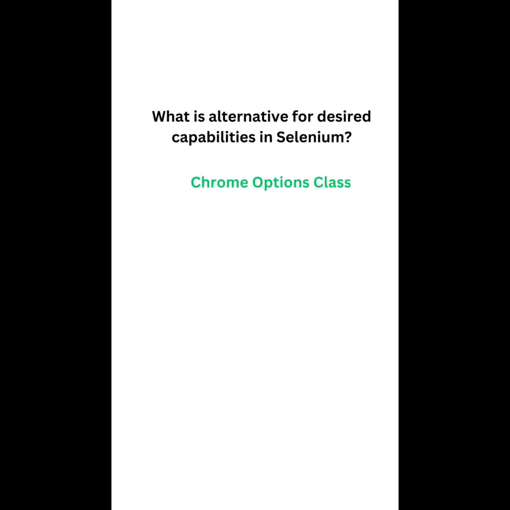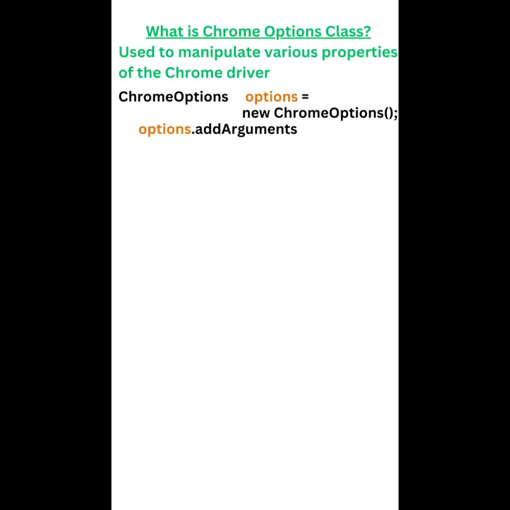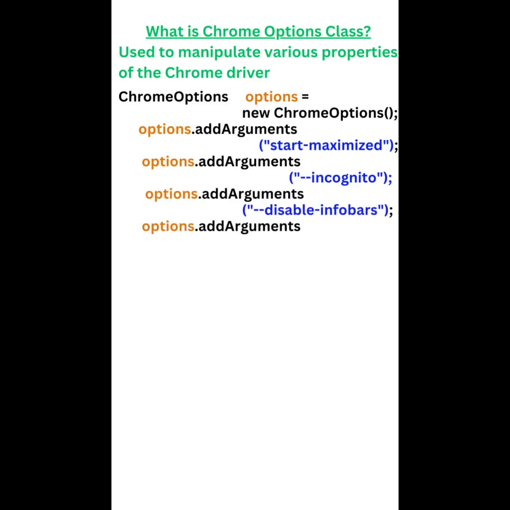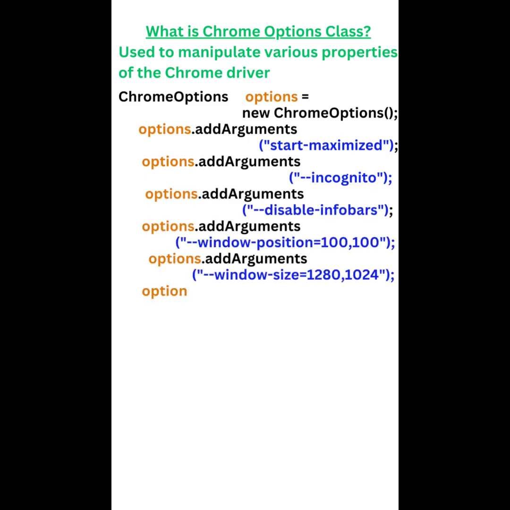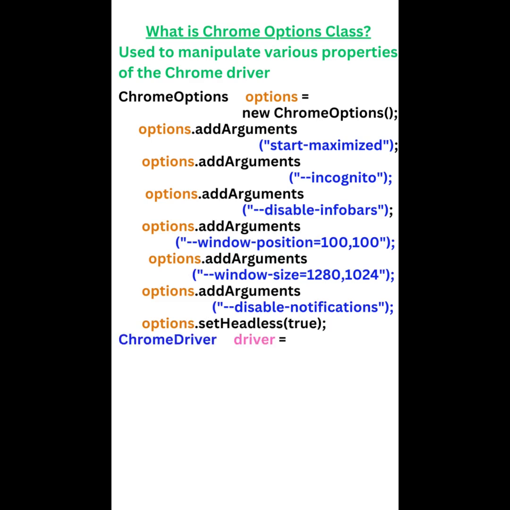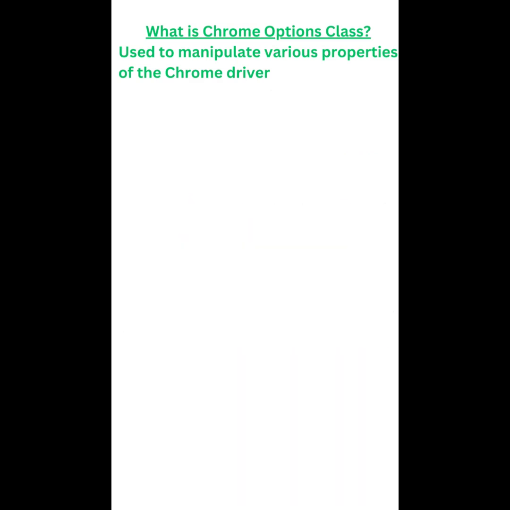What is the alternative for desired capabilities in Selenium? Chrome options class. Now let us see, what is Chrome options class? Chrome options class is used to manipulate various properties of the Chrome driver. Here, add argument method adds command line arguments to be used when starting Chrome. That is, it allows us to customize the Chrome driver session.